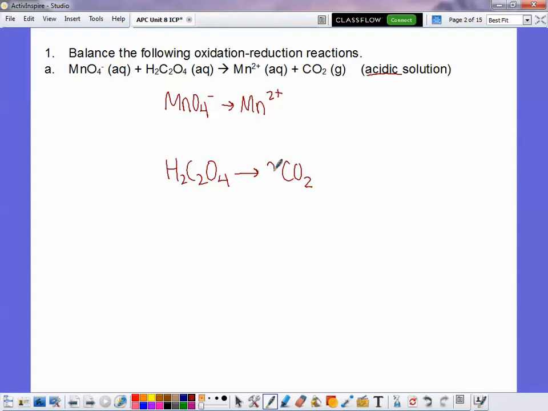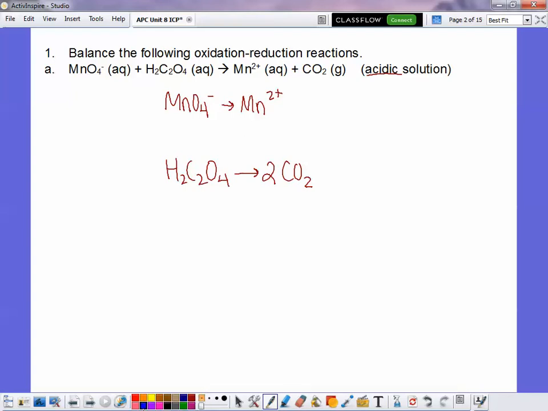2 in front of the CO2. So just normal coefficients balancing. All right, so now at this point, everything except for hydrogen and oxygen is balanced. So now we're going to go ahead and balance, which one of those do we balance first? Oxygen. And we balance oxygen by adding what substance? Water to the appropriate side. And then we balance the hydrogens by adding H pluses.